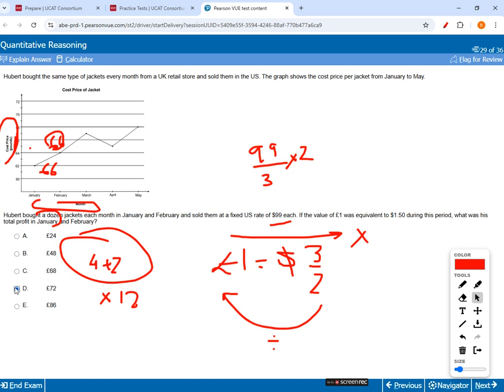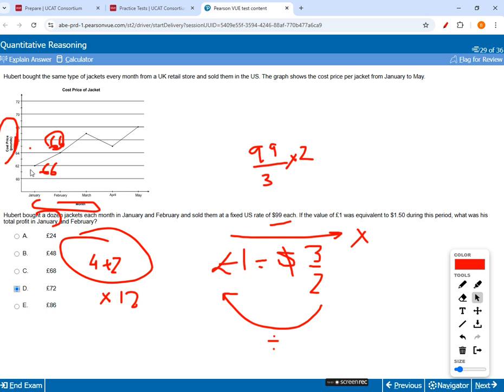So one more time, what was the plan? Learning number 1 in this question: conversions. If you're trying to convert something from pounds to dollars, going forward, you times. If you're going backwards, you divide. Always keep that in mind. Here I've got dollars into pounds, so I'm dividing. I did not use the calculator. Do you see the benefit of converting 1.50 into a fraction? 99 divided by 3 times by 2. 33 times 2, 66. He sold it for 66.